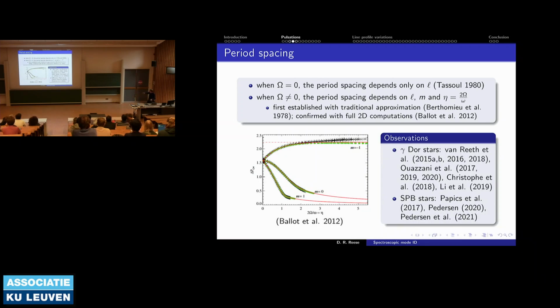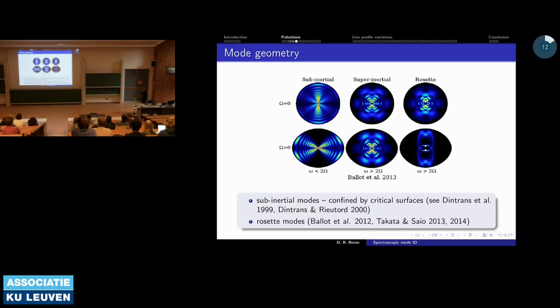More recently, I don't have too many slides about this, but Ouazzani showed that you can get avoided crossings between gravito-inertial modes and inertial modes, and that can also give you further constraints on the core conditions of the star.